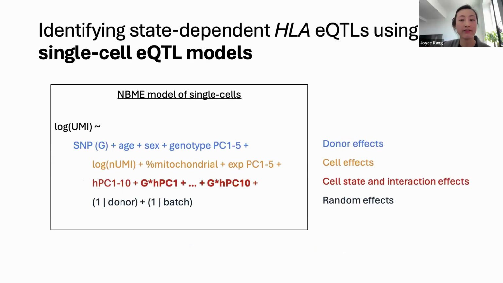To get at this methodologically, we used a negative binomial mixed effects model where we modeled the UMI count of each HLA gene in each individual cell as a function of the cell's donor-related effects, individual cell level effects, as well as interaction terms between these harmonized principal components, which capture cell state, and the genotype effect. We also added random effects to control for repeated sampling of cells from the same donor or batch.